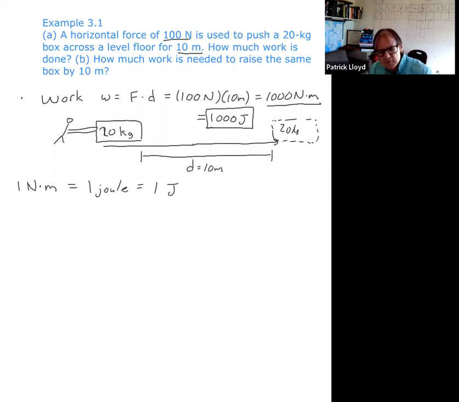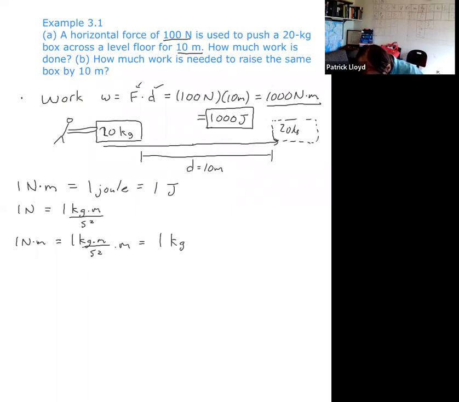Okay, let's remind ourselves that the newton is a kilogram meter per second squared. So when we're doing work, a newton meter would be a kilogram meter per second squared times another meter because of the d, right? So you have a meter in the force unit in the newton. So now you have 2 meters. So it's meters times meters. So that's a kilogram meter squared per second squared.